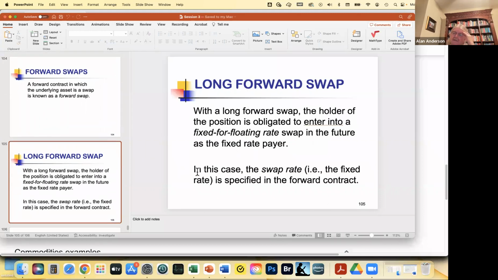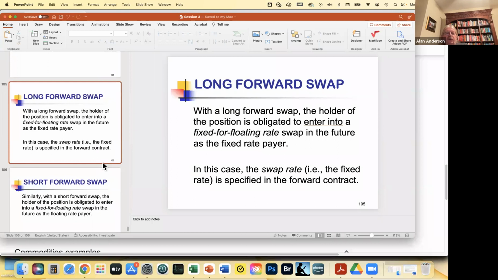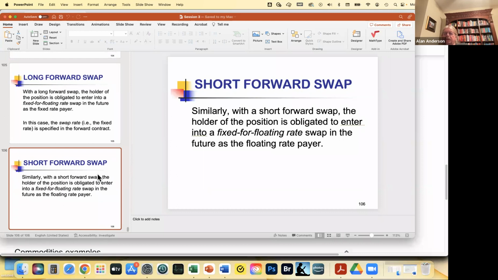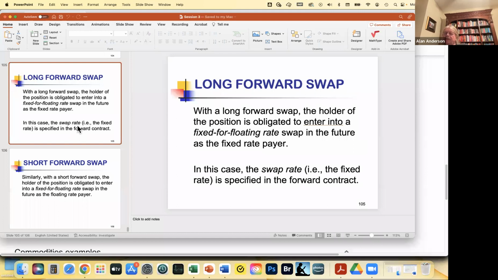A long one means that you are the one who's going to enter into the contract as the fixed for floating rate payer. And then the swap rate is fixed in advance. A short forward swap means you're going to enter into the swap as the floating for fixed payer. Just the opposite.